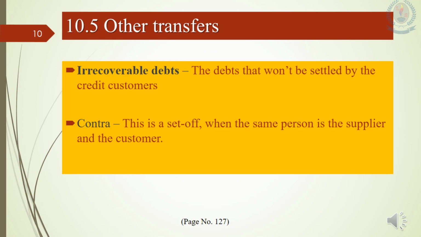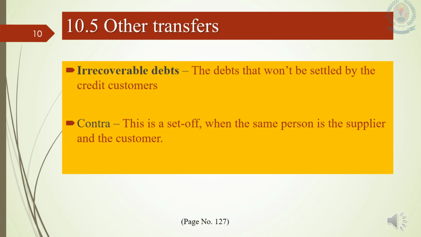10.5 Other transfers. Other than the entries we have learned so far, there are two more transfers for us to learn: irrecoverable debts and contra entries. Irrecoverable debts will be the amount that we won't receive from the customers. This should be removed from the trade receivables account. First, this amount will be debited to the irrecoverable debts account as it is considered an expense. Then it will be credited to the trade receivables account as it should be removed from the account.